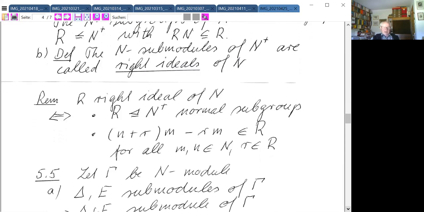We define right ideals as N submodules of N plus, which means that R is a right ideal of N if and only if R is a normal subgroup of this additive group of N, and (n plus r) times m minus nm is contained in R for all m, n in N and r in R.